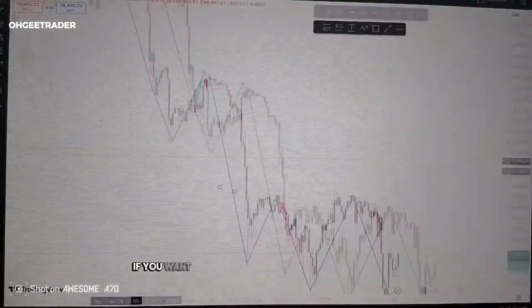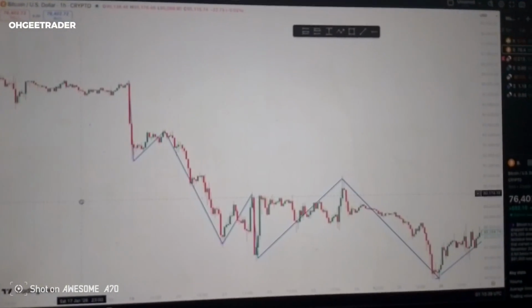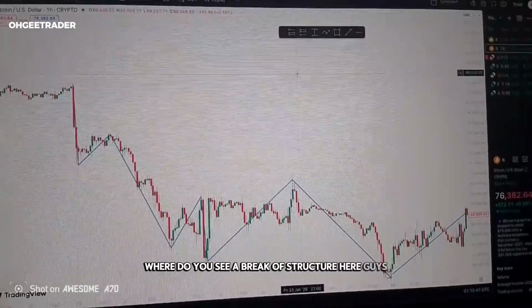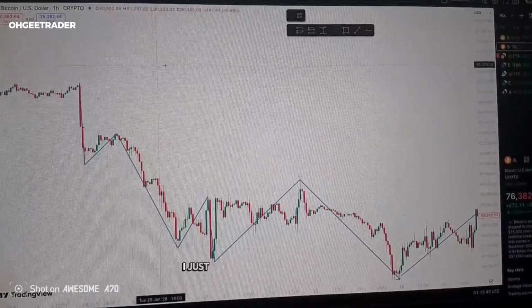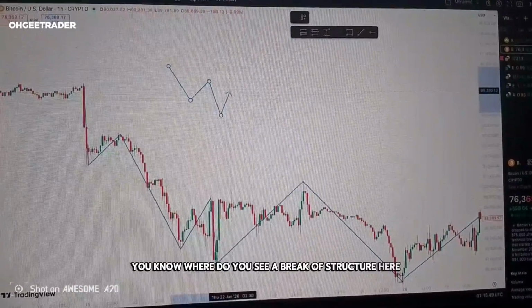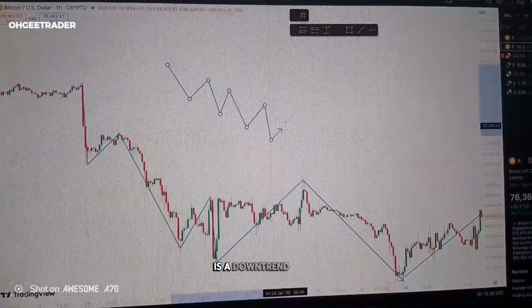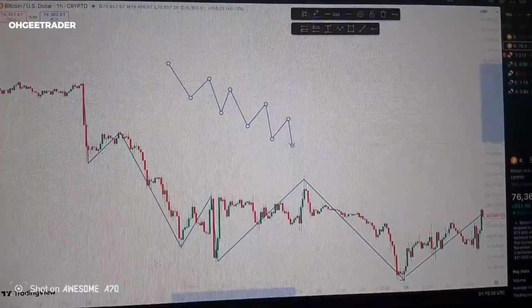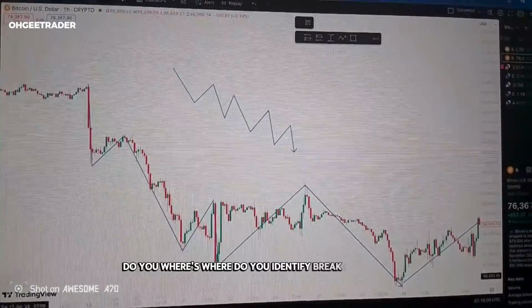So yeah, guys, if you want to go back now to the lesson, where do you see breakout structure here, guys? Based on what I just told you in the lesson, where do you see breakout structure here? It's a downtrend, right? So based on what we just talked about, where do you identify breakout structure?